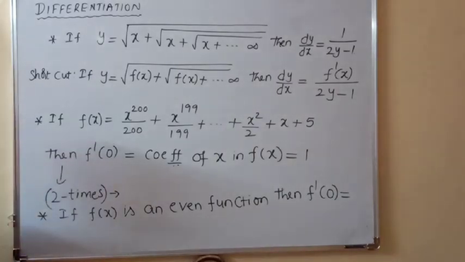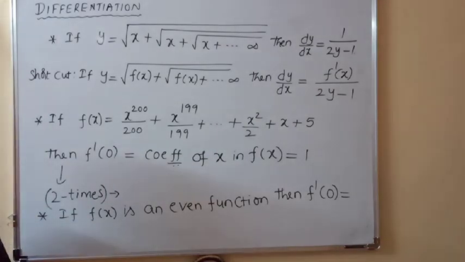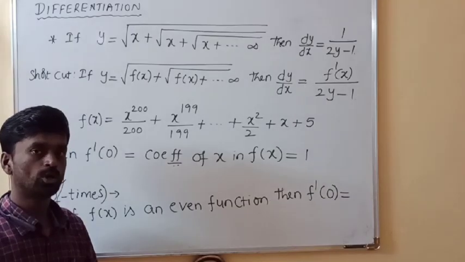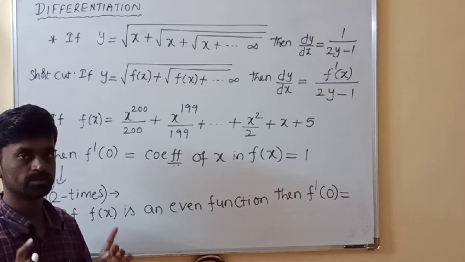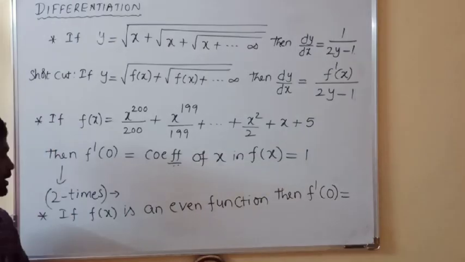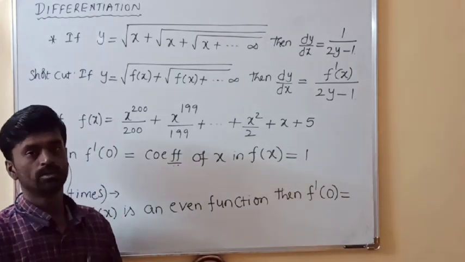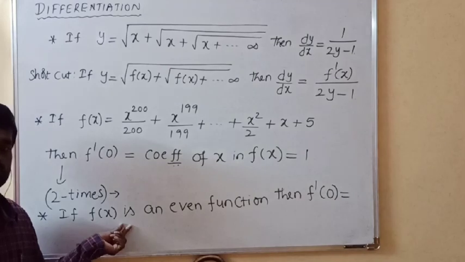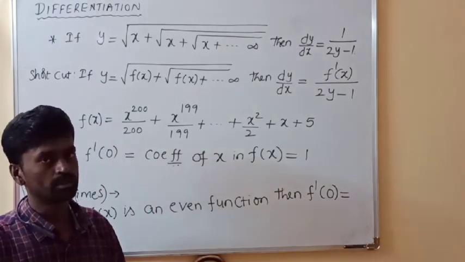Next, this question was asked 2 times. If f of x is an even function, then what is f dash of 0? Here, none of the options contains "does not exist". Remember, none of the options is given as does not exist. So f of x is an even function, then what is f dash of 0? You have to understand that f of x is an even function and also a differentiable function, because "does not exist" is not given in the options.